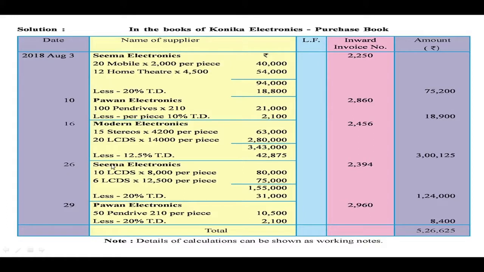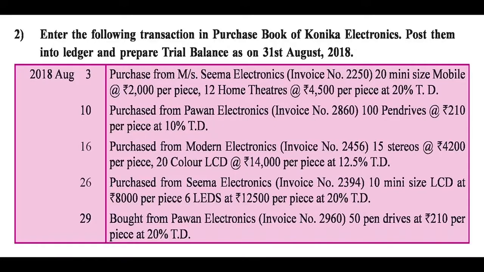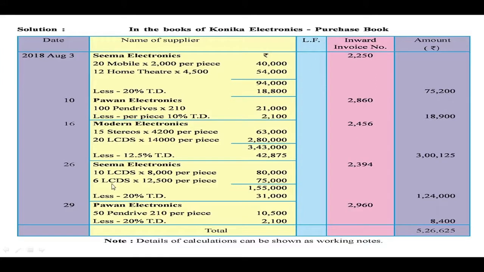Date is written. Name of the supplier is Seema Electronics. 10 LCDs at the rate of rupees 8,000 per piece, so that comes to rupees 80,000. Then 6 LCDs at the rate of 12,500 per piece, so that comes to rupees 75,000 and the total is 1,55,000. I think here they have made a printing error. Here it is given LEDs, so that is the printing error. Here they have written LCD, so you have to understand that. So the total of these two items comes to rupees 1,55,000.